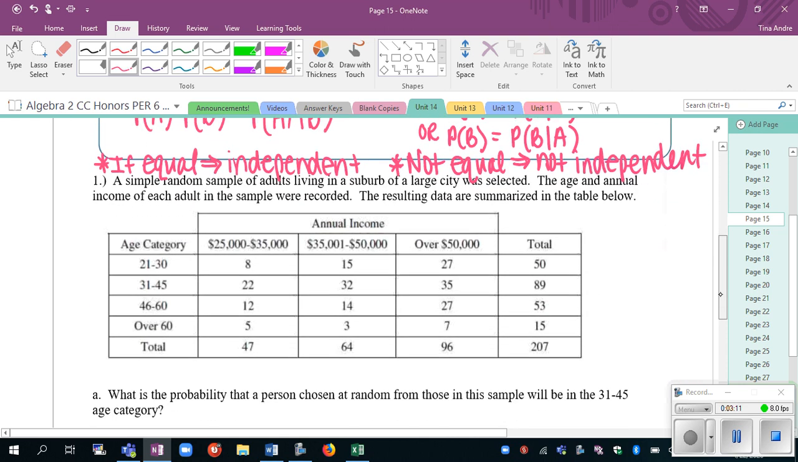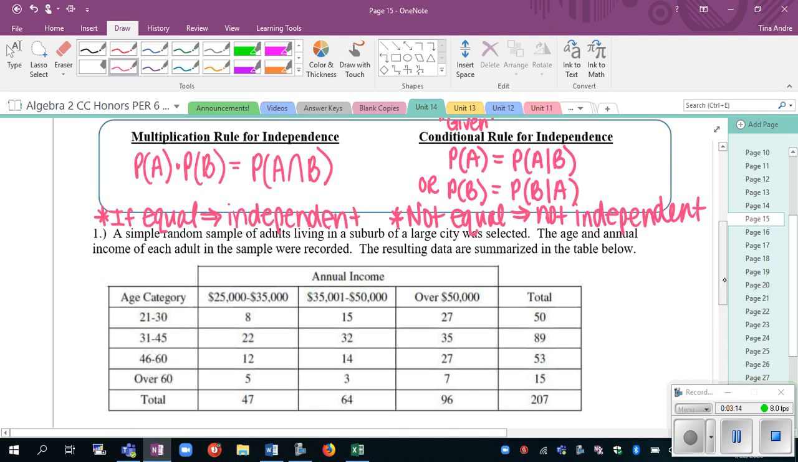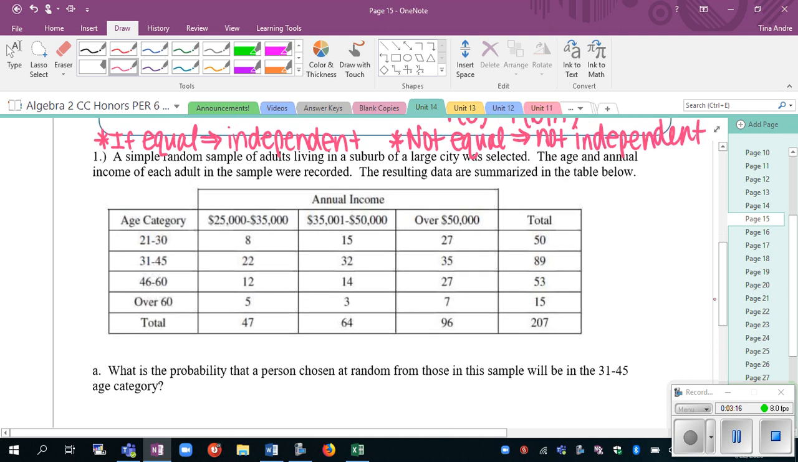Let's go through and try some examples so you can see exactly what you need to show for these. We start off with this chart. It says a simple random sample of adults living in a suburb of a large city was selected. The age and annual income of each adult in the sample were recorded. The resulting data are summarized in the table below. We have age compared to annual income, and it looks like 207 total people, because we can see the totals of the columns and the rows.